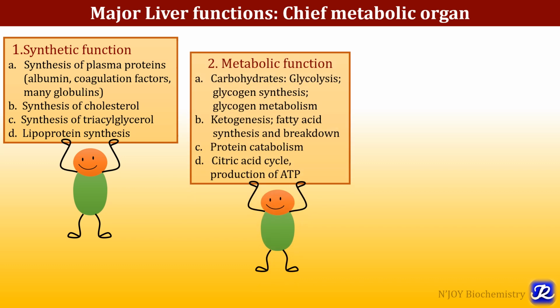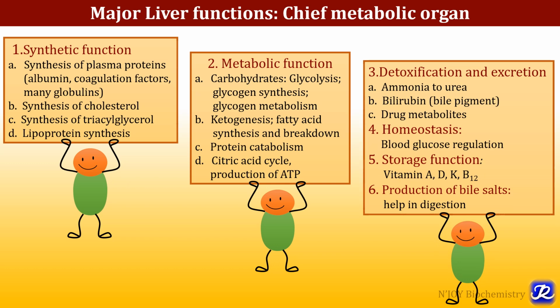It is involved in the metabolic function. So metabolism of carbohydrate, lipids, protein occur in the liver. And mainly carbohydrate metabolism involves the processes like glycolysis, glycogenesis, glycogenolysis. In lipid metabolism, fatty acid synthesis, breakdown, ketogenesis, various protein catabolism, citric acid cycle, production of ATP. So these are some of the important metabolic functions which are carried out by liver.